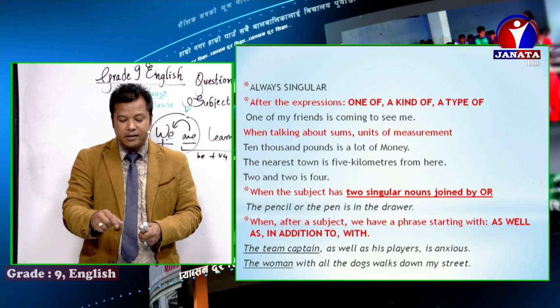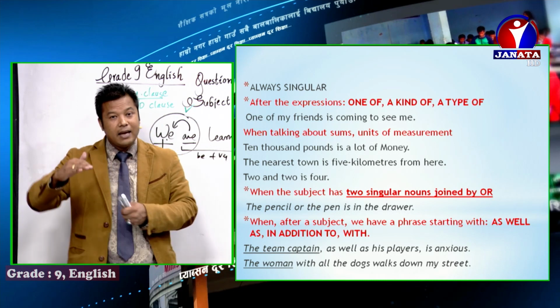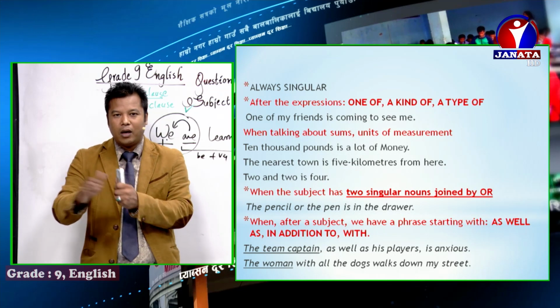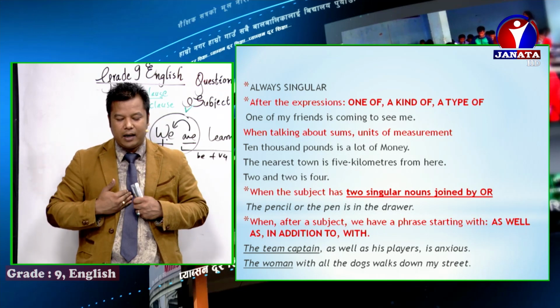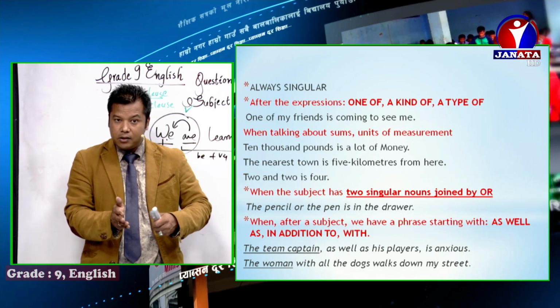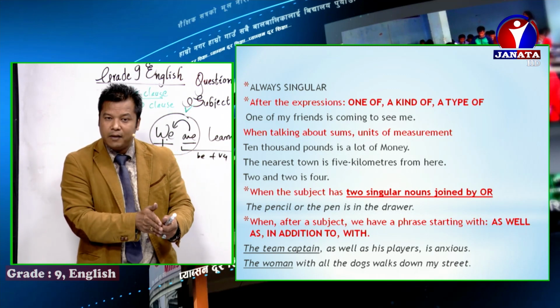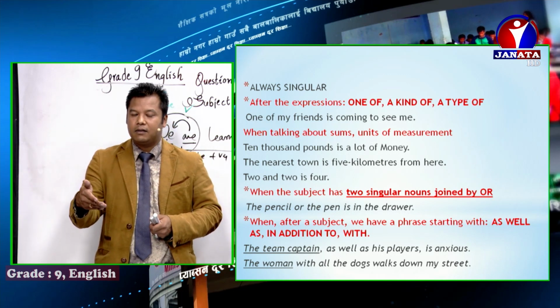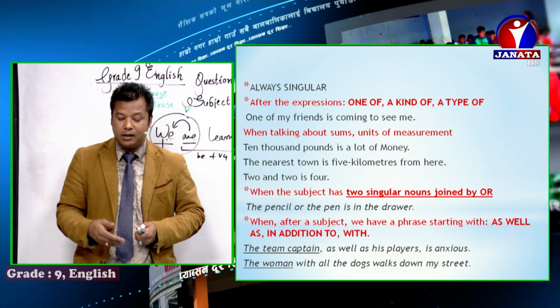One of my friends is coming to see me. It's like out of many friends, only one. It could be anyone. Not a particular one, but just one out of many, and therefore I use one of my friends is coming to see me. But if I use two of my friends, three of my friends, four of my friends, many of my friends, then I will use plural again, are coming to see me.